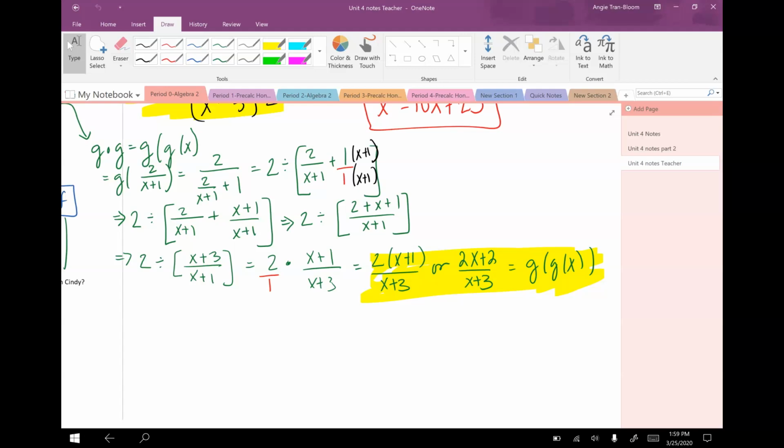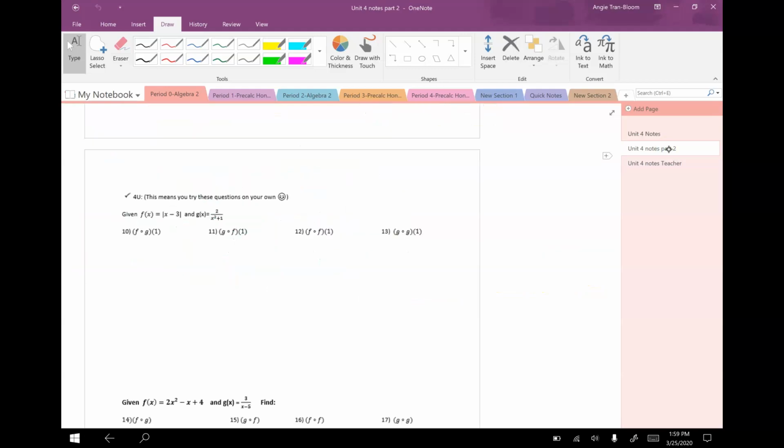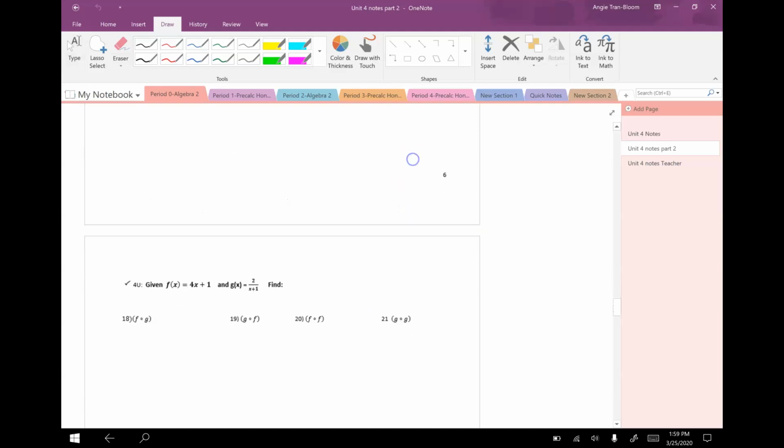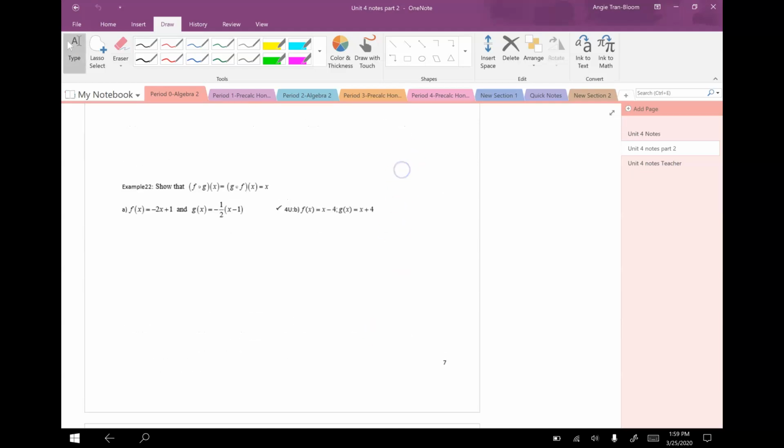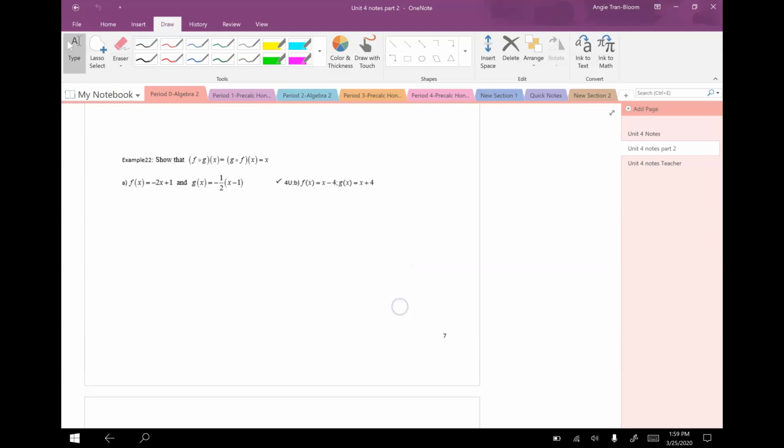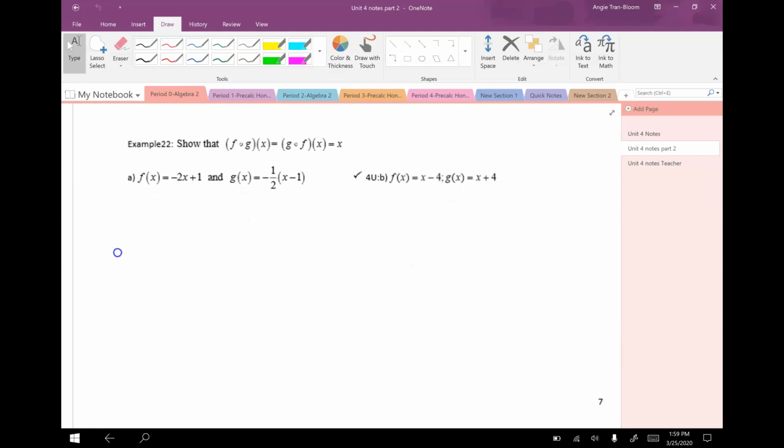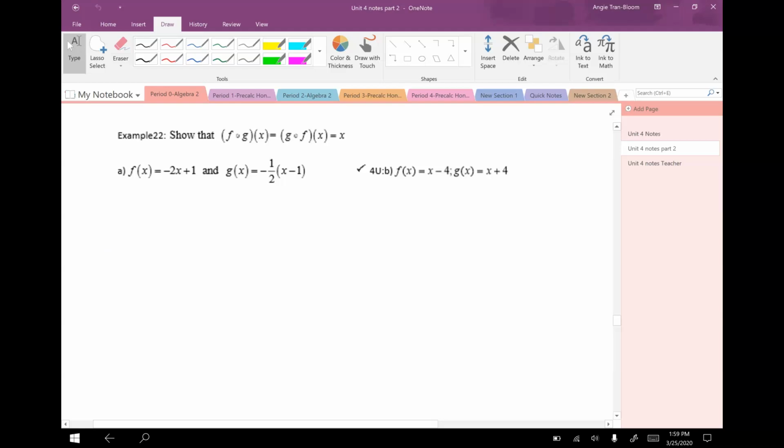We have one more example left. So we did all of that. That was just a check for you. So in your notes, you have example 22 left. So let's go and try to find that one.